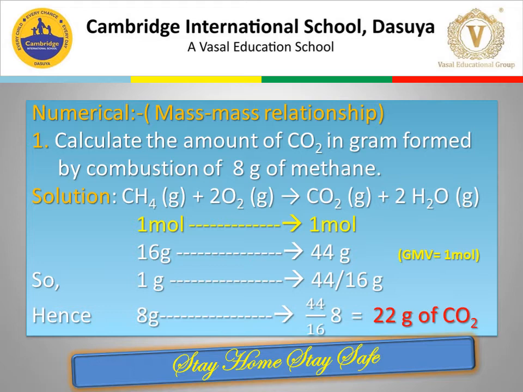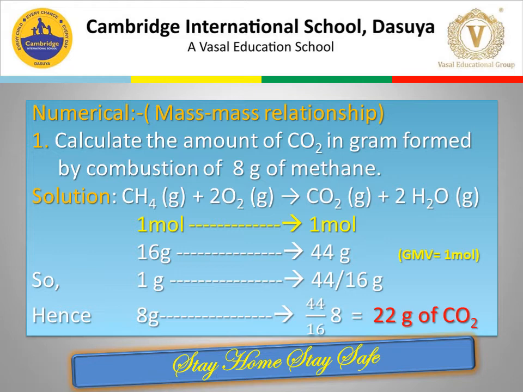Now first of all we will require the balanced equation. So we have written the balanced equation, CH4 plus 2O2 gives CO2 plus 2H2O. And from this balanced equation we will get the quantitative relationship between the two required substances. Here the substances which are required are methane and carbon dioxide, and we have to draw a quantitative relationship between these two.